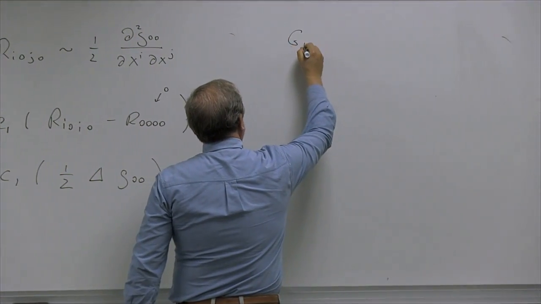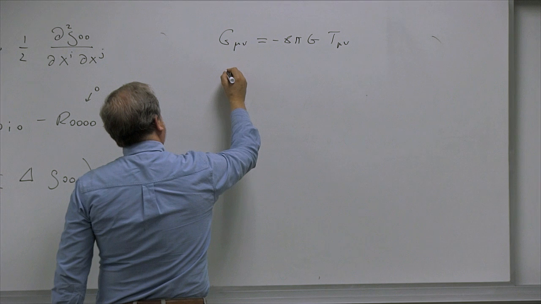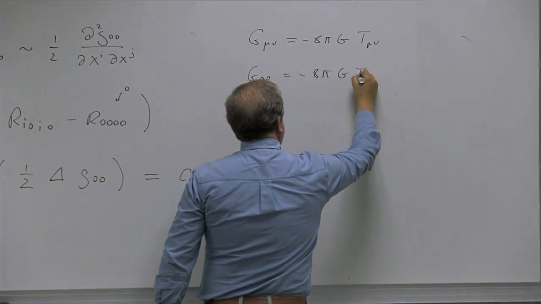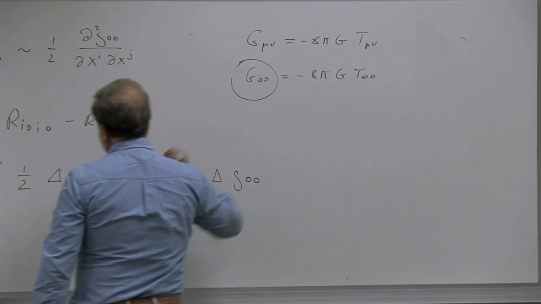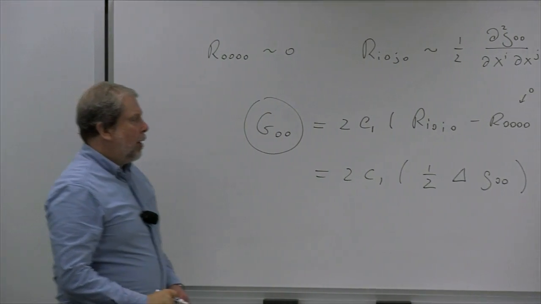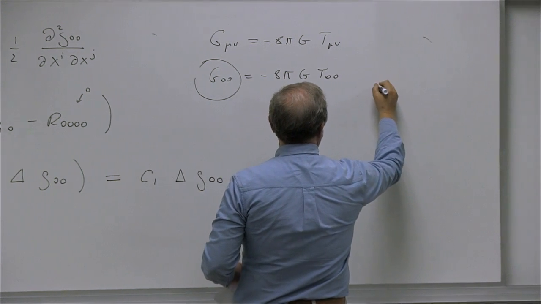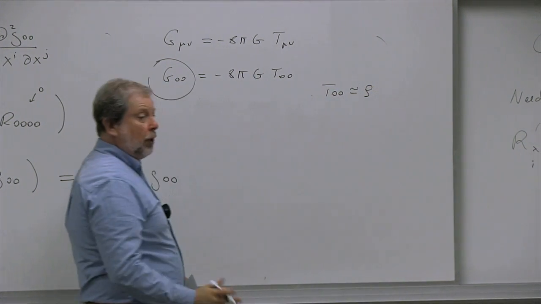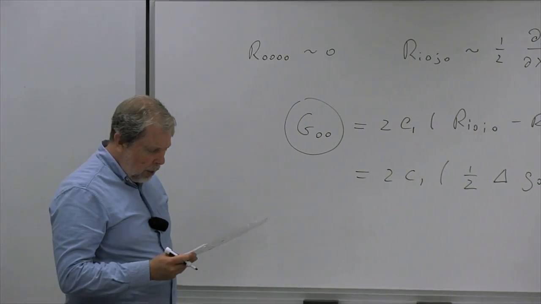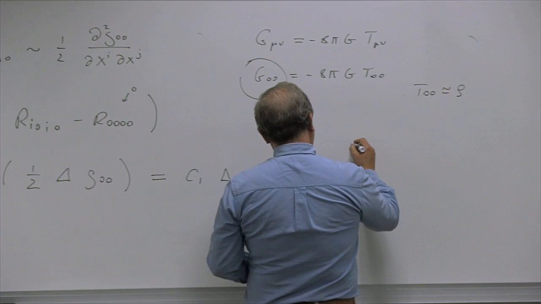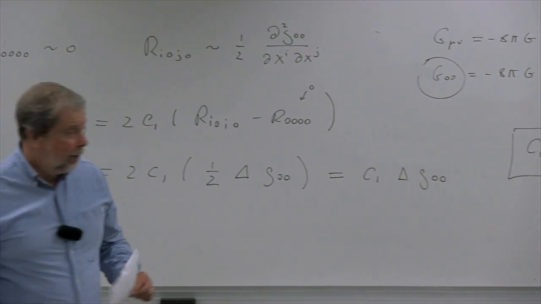Now you do remember that G mu nu was minus 8 pi G times T mu nu, right? And so that leads us to G naught naught being minus 8 pi G times T naught naught. And the G naught naught, we just determined that: G naught naught is equal to c1 times the Laplacian of g naught naught. And we also know that the T naught naught, for a system that we discussed, a non-relativistic system where the velocities are negligible, is just rho. And so that finally gives us that c1 is equal to 1. And so we're done.